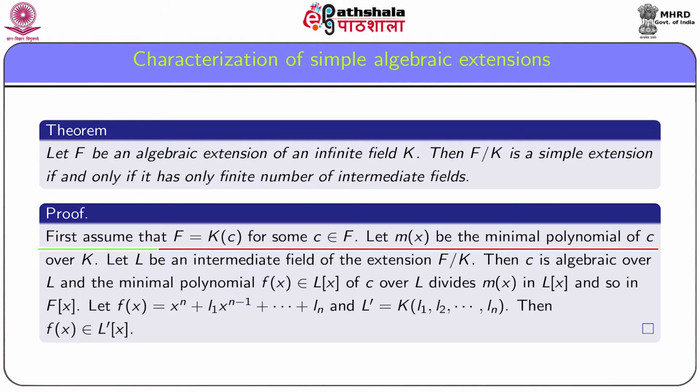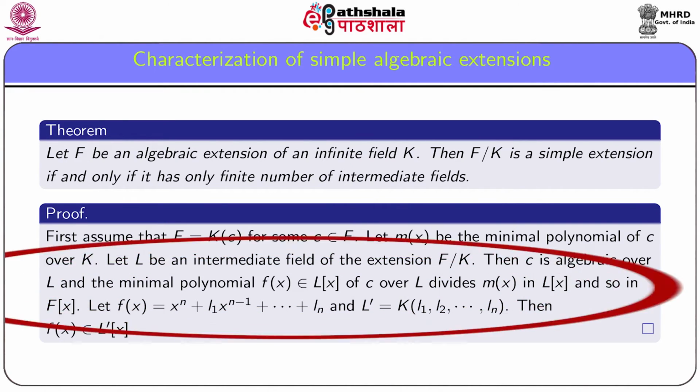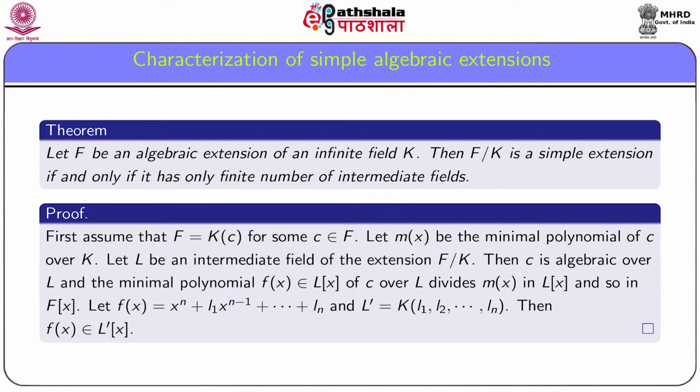First, assume that F is a simple extension of K, that is, F is equal to K(c) for some c in F. Let m(x) be the minimal polynomial of c over K. We are to show that it has only finite number of intermediate fields. Suppose L is an intermediate field of the extension F over K. Then c is algebraic over L, and the minimal polynomial f(x) over L divides m(x) in L[x], and so in F[x].